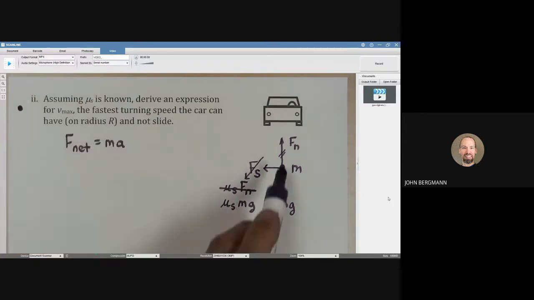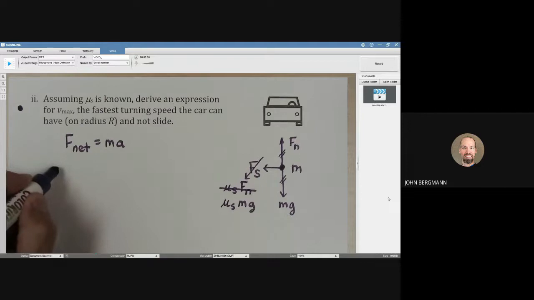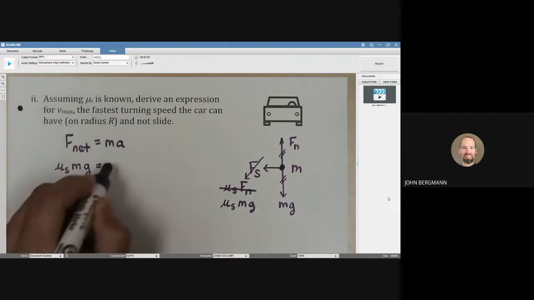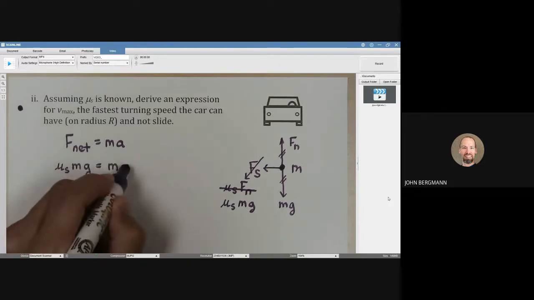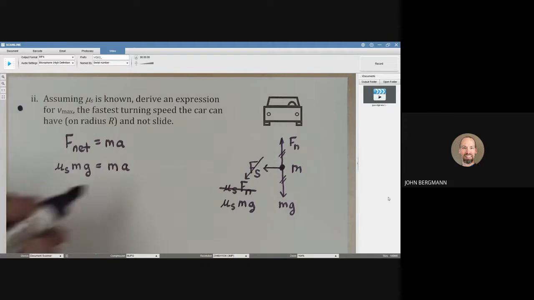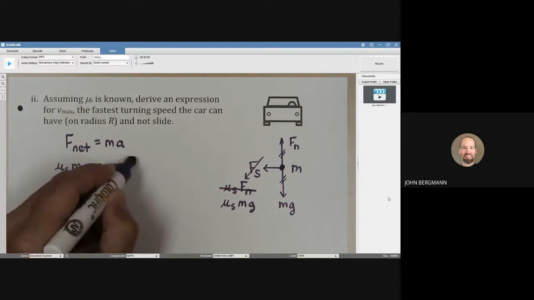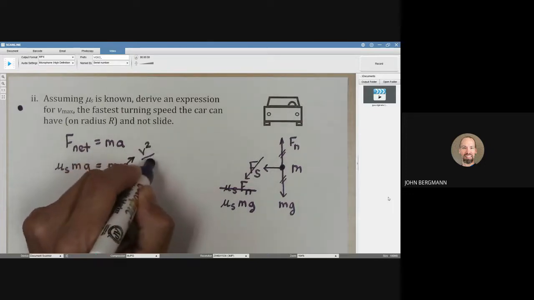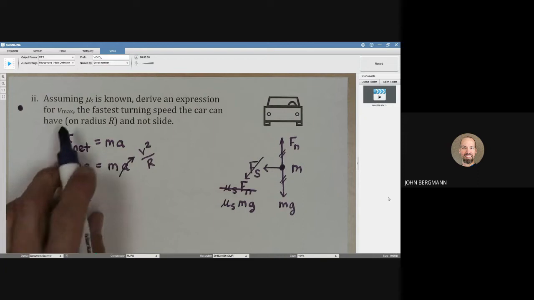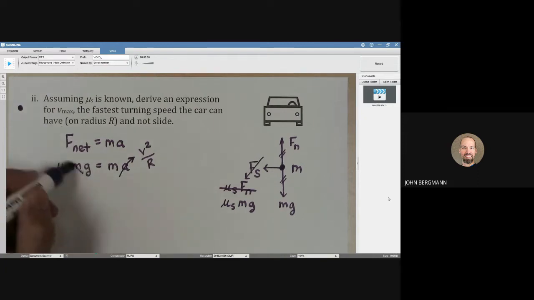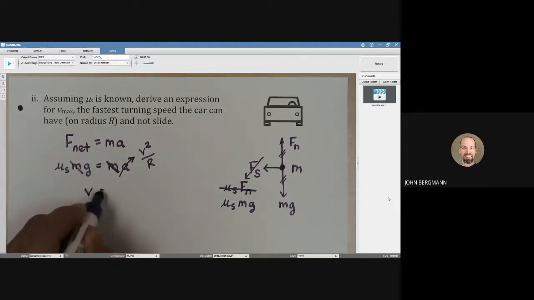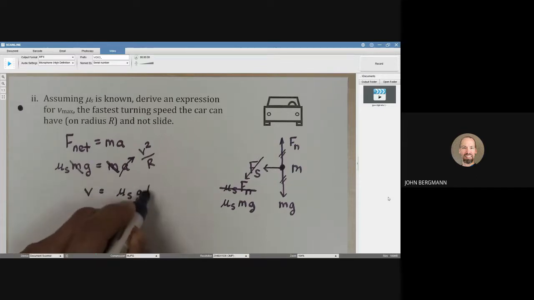What's the net force? The normal force and the weight cancel. So the net force is just mu sub s mg. And that needs to equal the mass of this car times its acceleration. The centripetal acceleration is numerically equal to v squared divided by r, and we want to solve for v. The m's cancel. I'm going to put the r on the other side. I think I'm getting mu sub s times g times r.